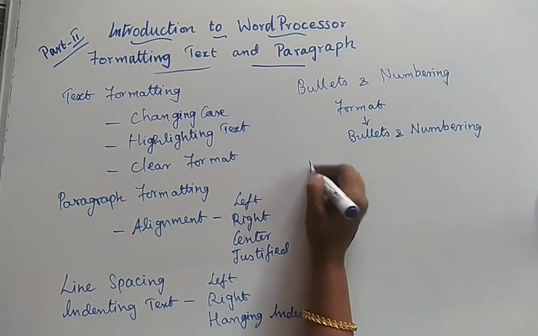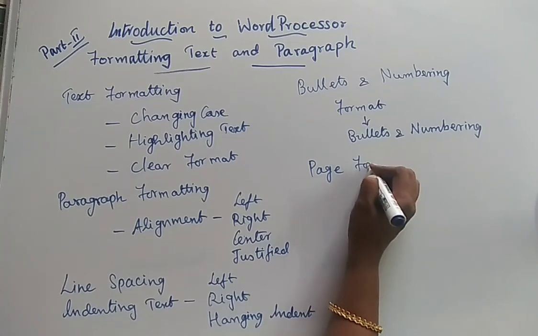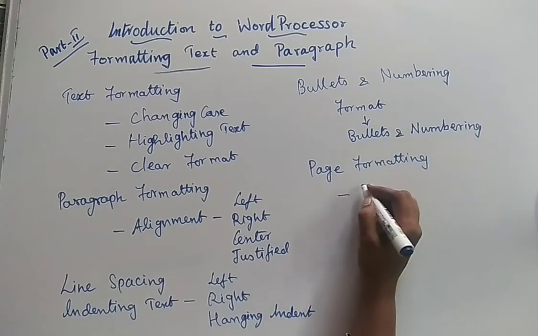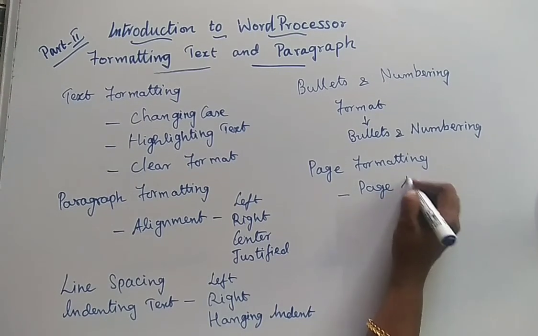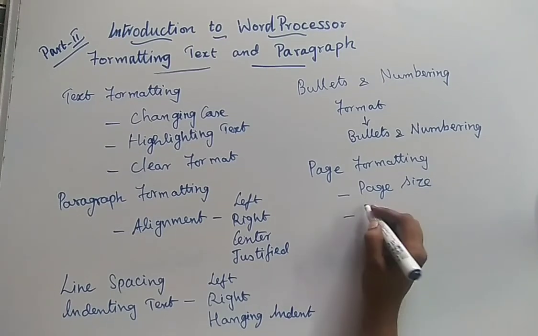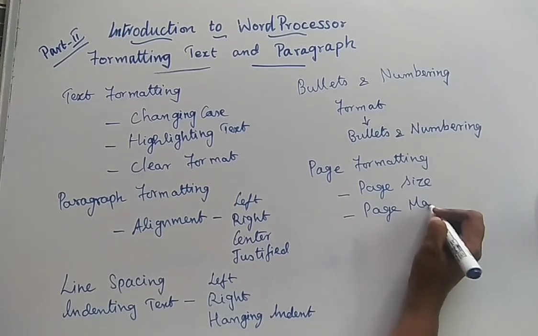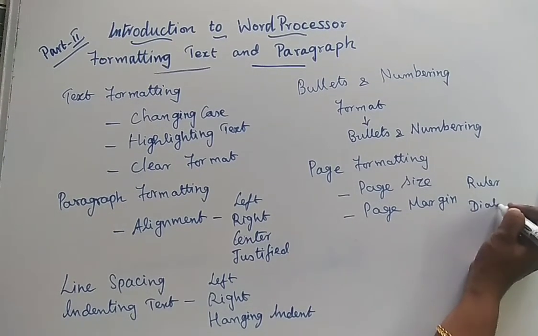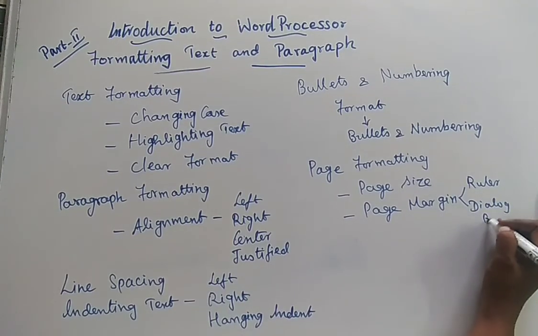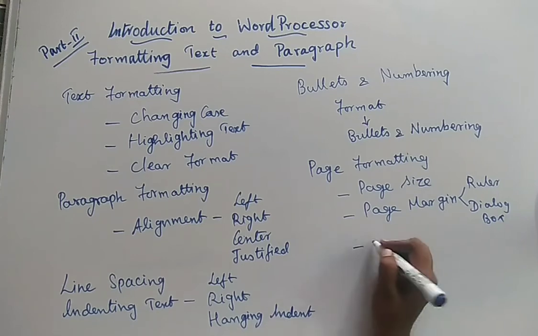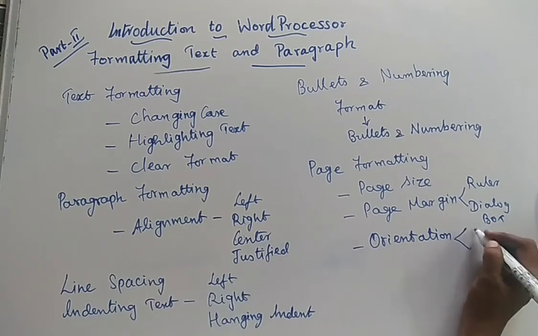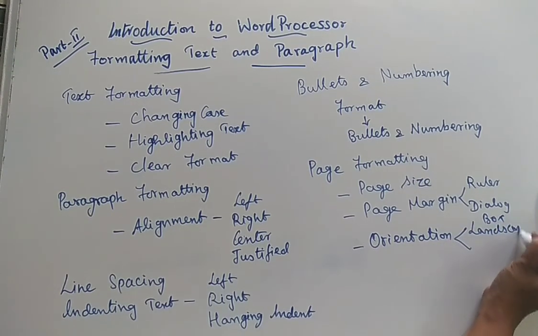Next we discussed page formatting. First is changing the page size. How to change the page size? Next, page margin. For page margin you have 2 methods: the first is the ruler, then the dialog box. Next we discussed orientation. Here also you have 2 types of orientation: landscape and portrait.